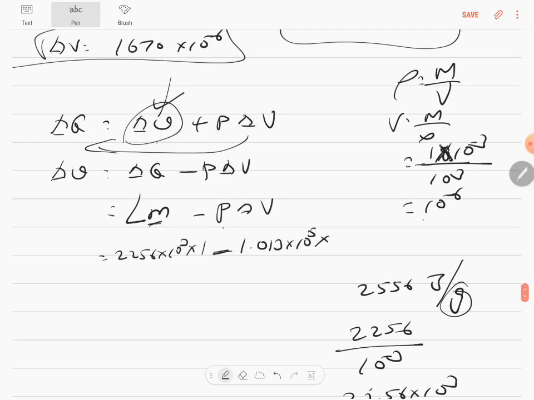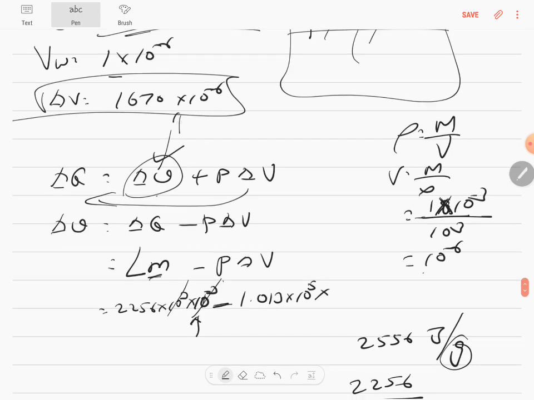Shouldn't we write this gram and kg? Which one? Oh, sorry, it's 10 to the power minus 3 kg. So the gram into kg, so this and this get cancelled. Excellent. P into delta V, where delta V itself is 1670 into 10 to the power minus 6.